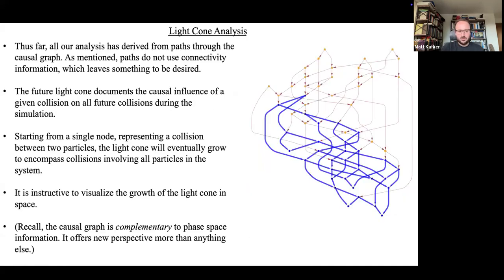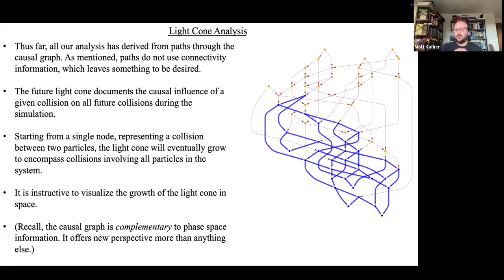We have one more set of results here, and then I'll be done, but it's pretty quick. So we haven't talked about light cones. We've been using paths the entire time, but we should make use of the light cone. It's a very natural construction from this perspective of this causal graph.